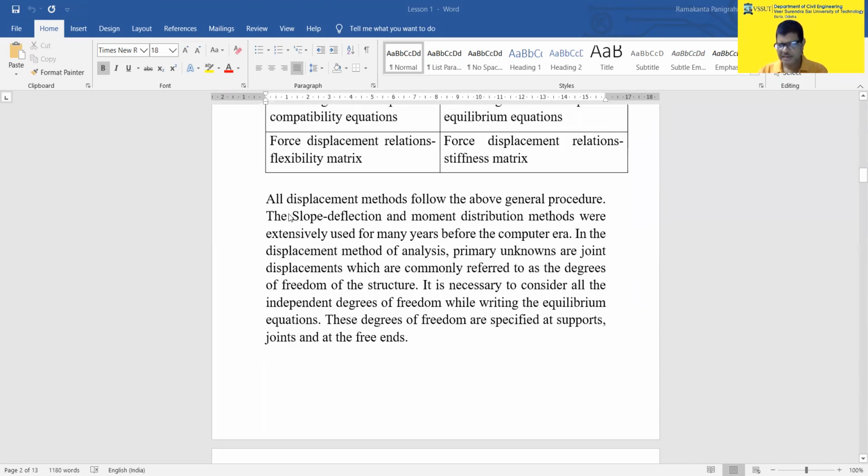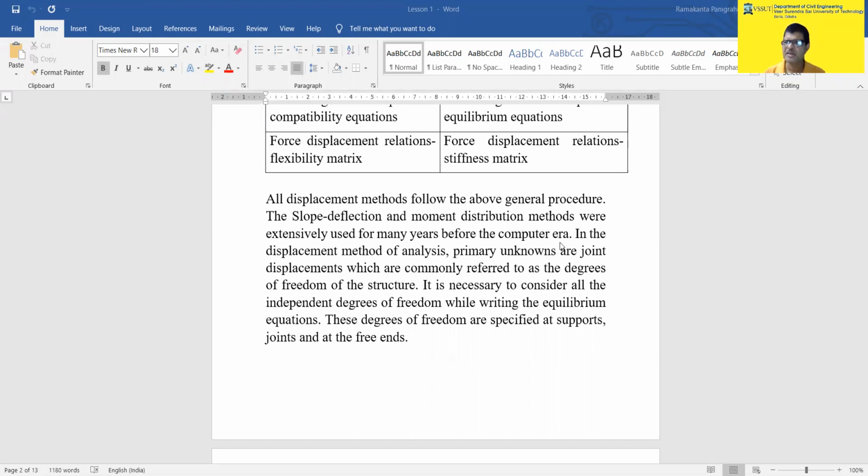Let us discuss what it says. All displacement methods follow the above general procedure. The slope deflection and moment distribution methods were extensively used for many years before the computer era, because when there is no high computing available, people go for manual calculation. In manual calculations for multi-story buildings, they use the slope deflection method, moment distribution method, or Kani's method to solve the equations. Once computers came, we are now using only the stiffness matrix method.